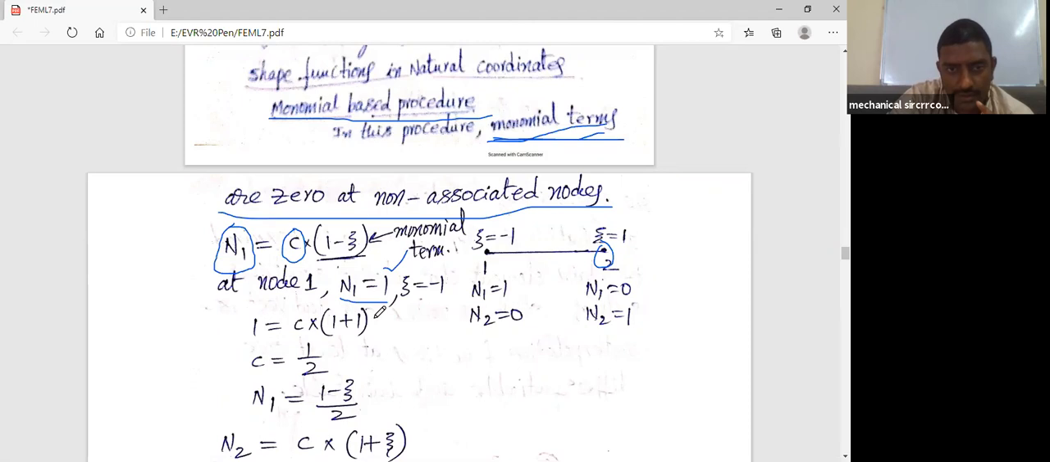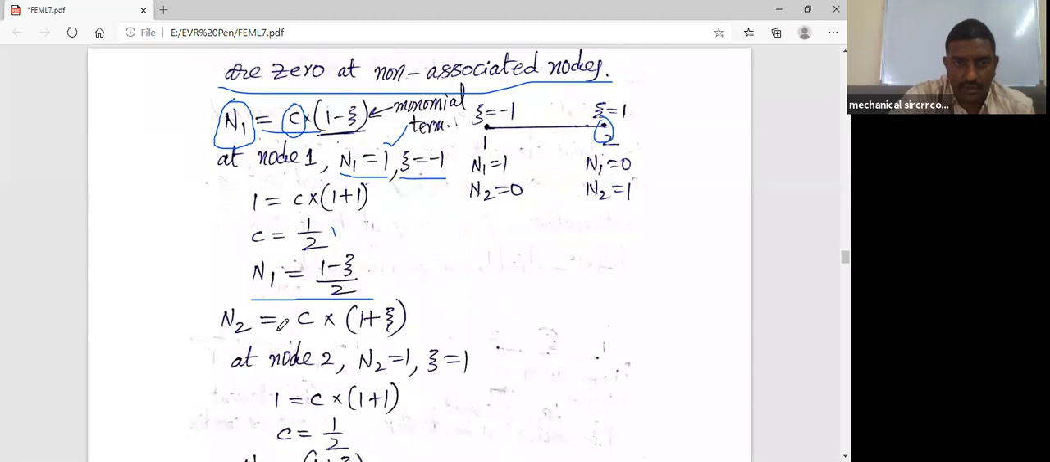Okay. So at node 1, the natural coordinate ξ is equal to -1. If you substitute these two values in this relation, you will get the constant c is equal to 1 by 2. So therefore, shape function N1 is equal to (1 minus ξ) by 2.